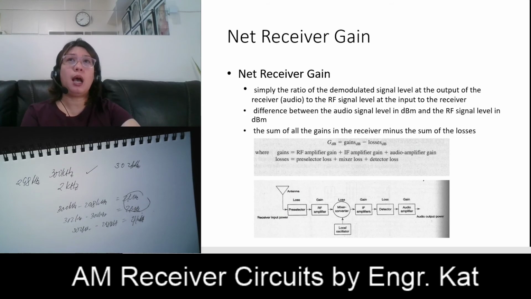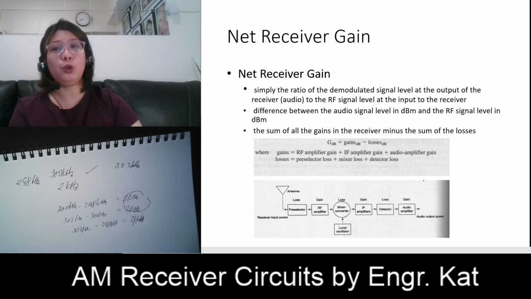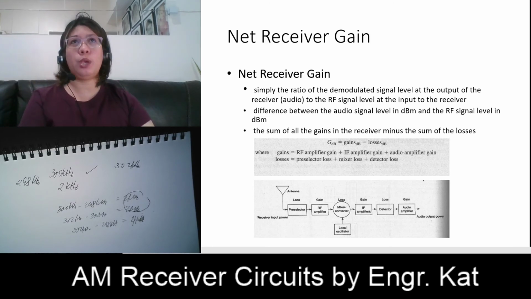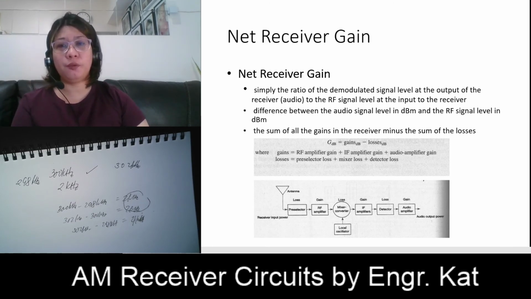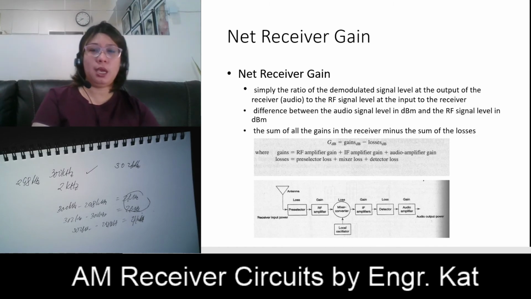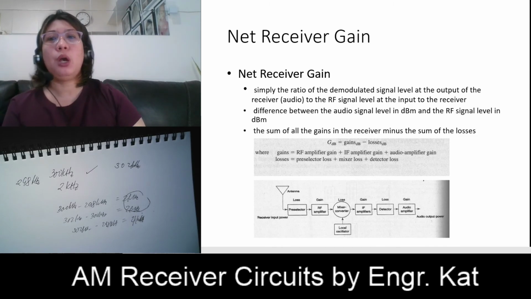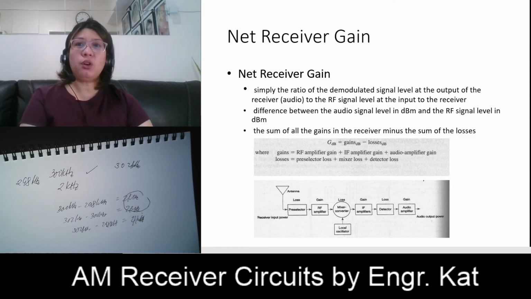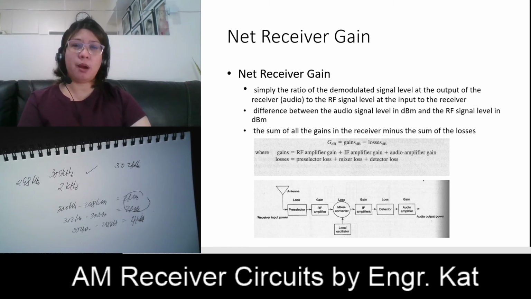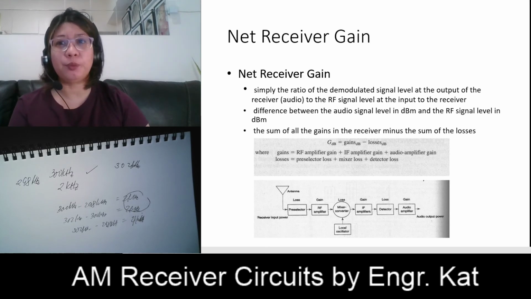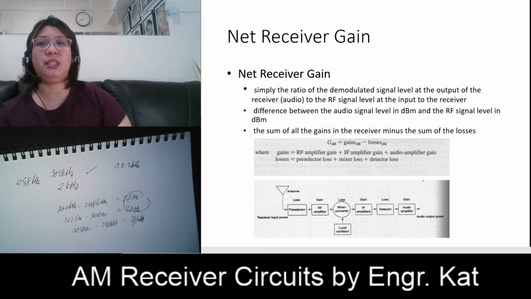So we have the net receiver gain. We usually talk about the gains: the RF gain, the conversion gain, and the IF gain. Usually they are in decibels. What do we mean by the net receiver gain? Because not all of them are gains, some are in the form of an attenuation. So we need to get the net receiver gain.